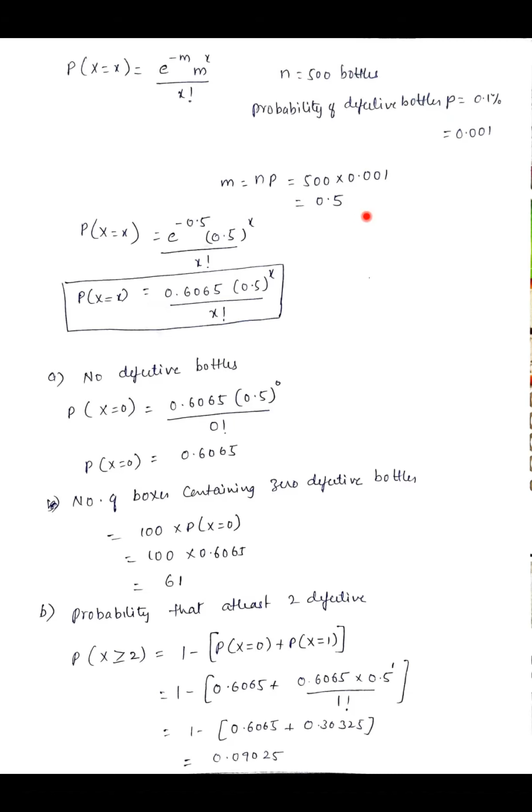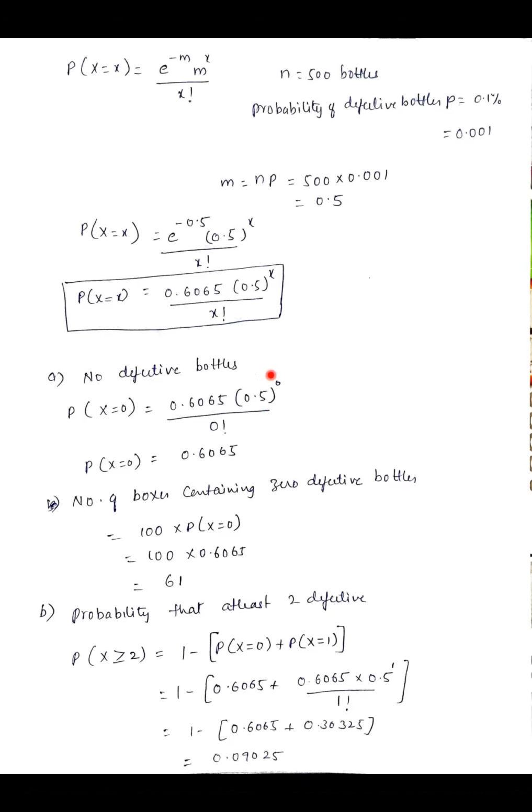You substitute here in this equation e to the power of minus m, m is 0.5, to the power of x divided by x factorial. Already this e to the power of minus 0.5, they have given the value directly as 0.6065. Here we will find out one by one. First one is no defective bottles. Probability of no defective bottles means x = 0. In this formula you substitute x as 0, divided by 0 factorial.